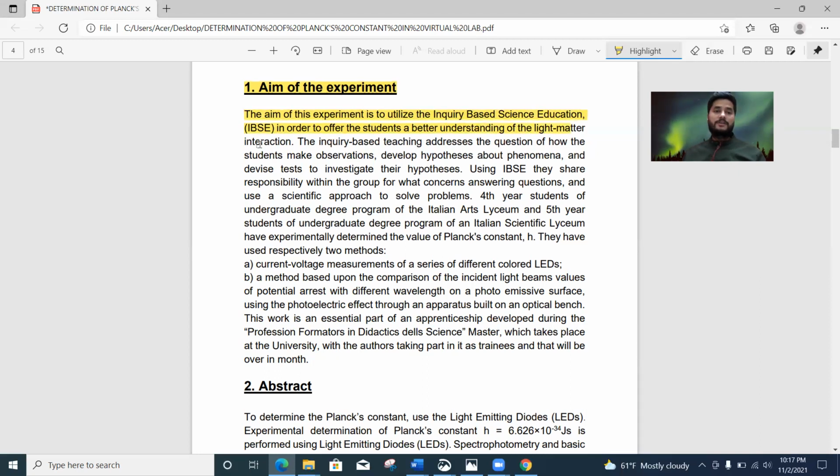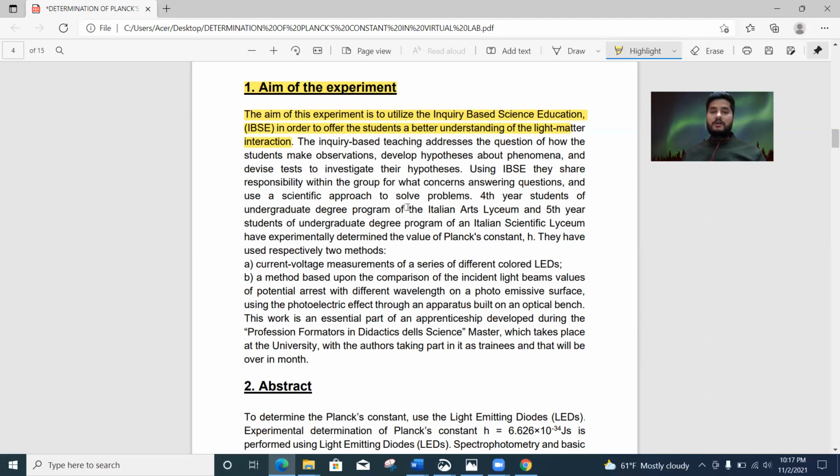I also become clear by doing this virtual experiment about the relation between light and matter. This inquiry-based teaching addresses the question of how students make observations, develop a hypothesis about the phenomenon, and devise a test to investigate their hypothesis, to calculate Planck's constant.